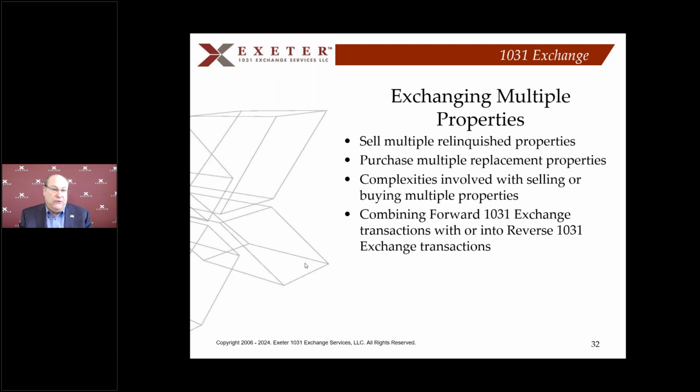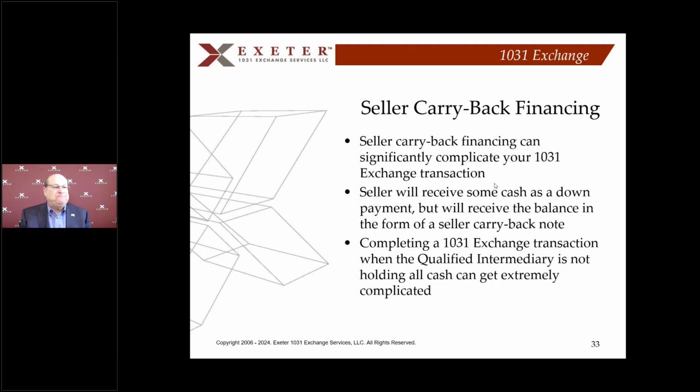And that's kind of using a forward reverse. We've done forward reverse, forward reverse. I think that's the worst case we've ever done so far. But you can combine them and just keep on going as long as each one satisfies their 45 and 180-day requirements. So a lot of planning opportunities there in terms of combining different types of 1031 exchanges.